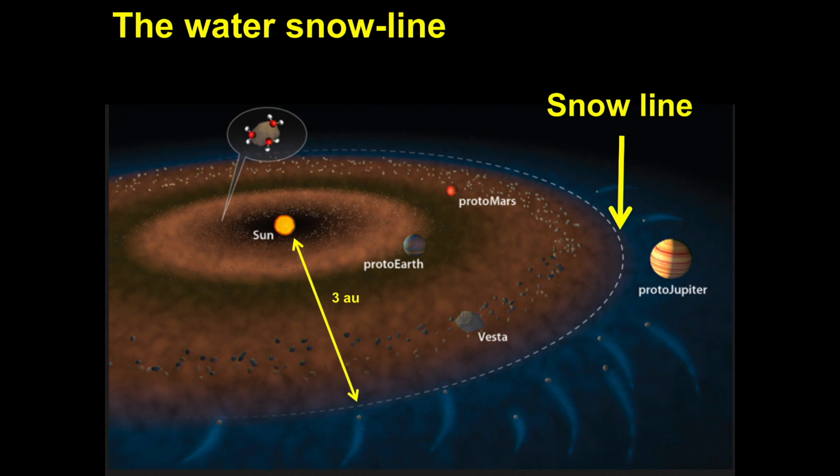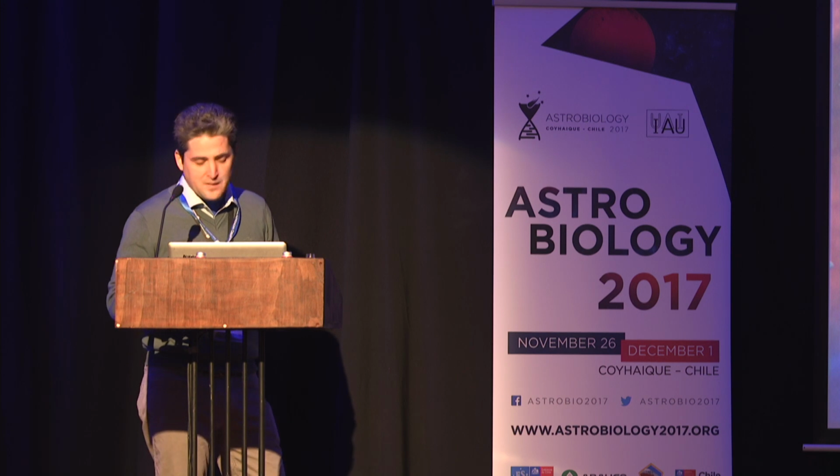In particular, all the rocky planets in the solar system form very dry because when the solar system was forming, the inner 3 AU was very hot, and all of the water was in the form of vapor. And water vapor is very difficult to incorporate into rocky planets. So the water has to come from outside.